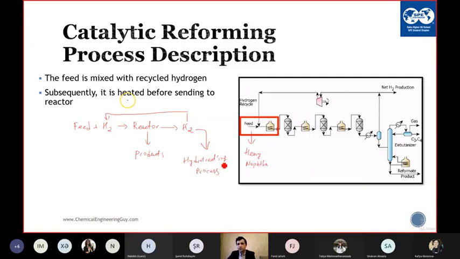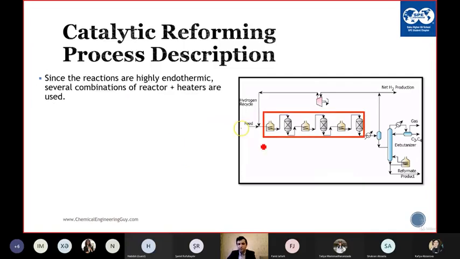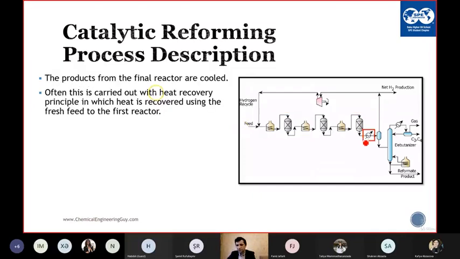I will talk about hydrotreating later. So this is the reaction section where you might have 3 furnaces and 3 reactors, or 4 furnaces and 4 reactors. And then you have the final heat exchanger where you cool down your product, and this can be done with preheating your feed. So let's say this and this one can be the same heat exchanger.